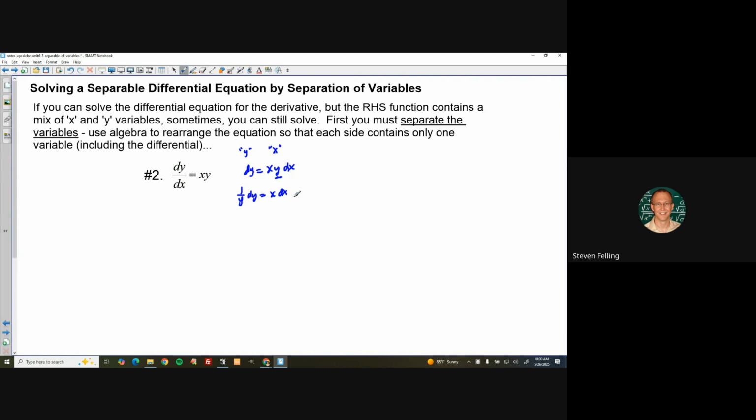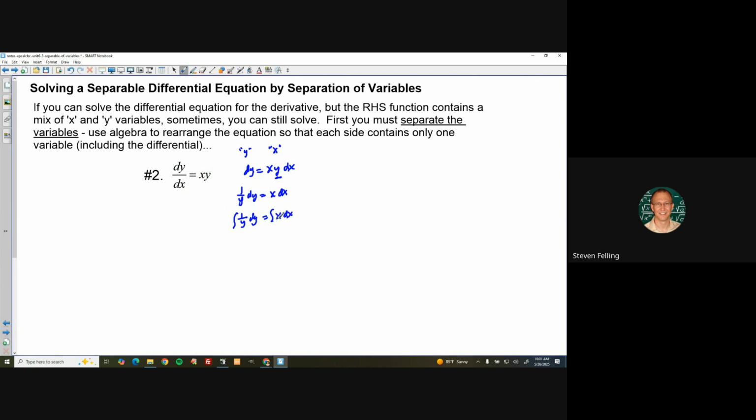Not all differential equations you can do this with, but in some cases where you have a right-hand side that's factorable into separate factors that are multiplied, you can just divide over the part that is the y and multiply over the dx, and you can separate the variables like this. Okay, to solve this, then what we're going to do is take an antiderivative of both sides.